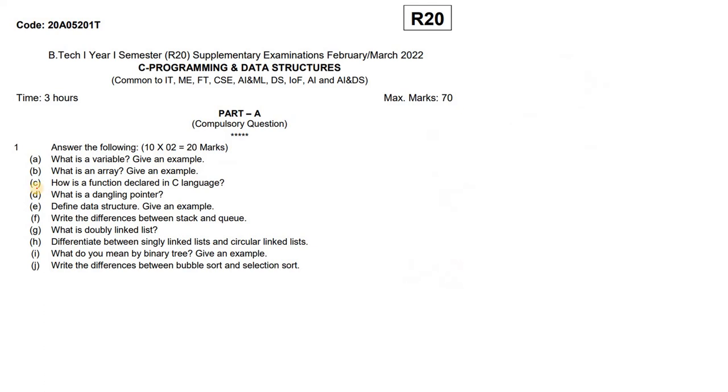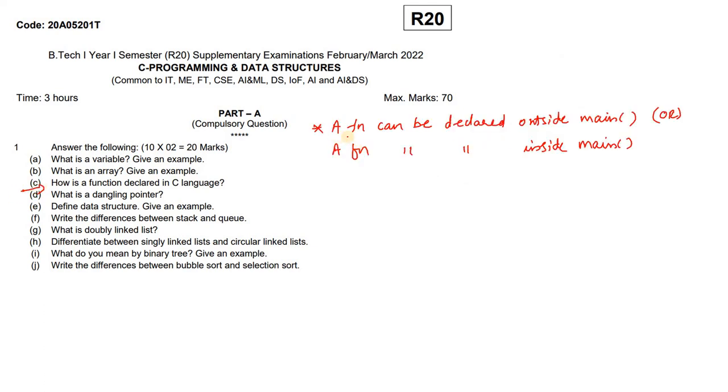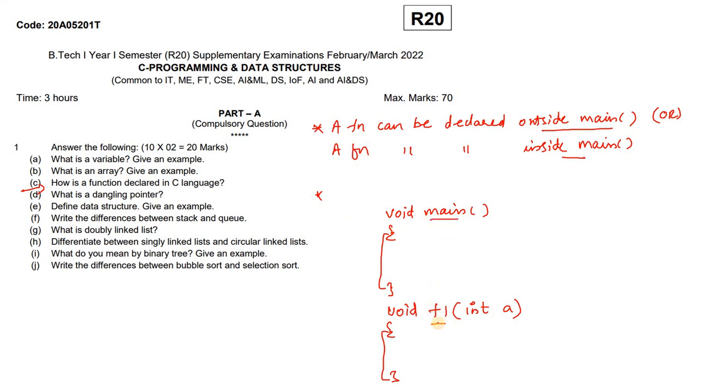See the next one. How is a function declared in C language? The simple answer is that any function can be declared outside the main function, nothing but a global declaration, or any function can be declared inside the main function also. Take this simple example. There is a main function and there is a function called f1. How to declare this function f1?